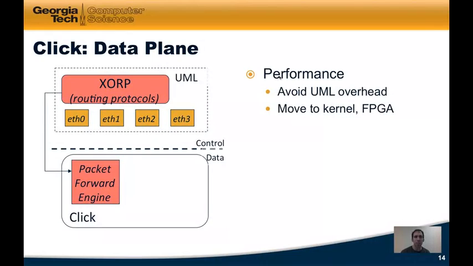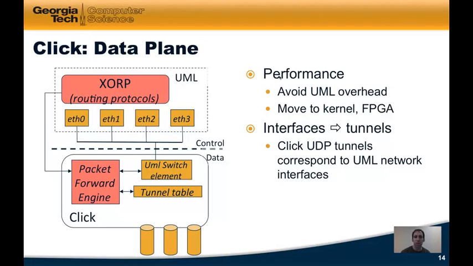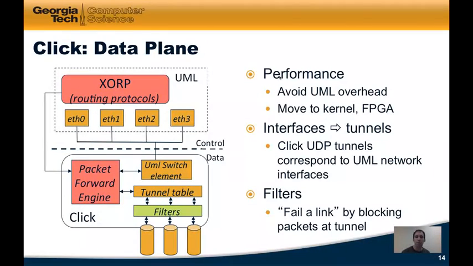VINI's data plane is implemented using a software router called Click, and the virtual interfaces were implemented using a technology called tunneling, which is also used in many other virtual network technologies to create the appearance of virtual links. In VINI, experimenters could also put filters in front of these tunnels to create the illusion or appearance of failing a link. These filters would essentially just block packets on individual tunnels.